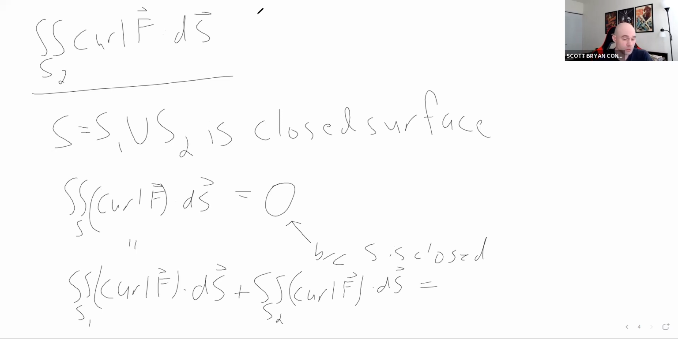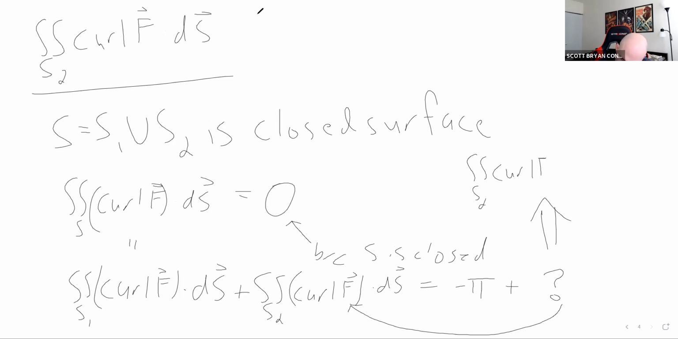And we just calculated the flux of curl of f over S1. That's negative pi. And we want to know now the flux over S2. So we know negative pi plus the flux over S2 is 0. So then the flux over S2 of the curl of f has to be positive pi, because when you add it to negative pi, it has to be 0.